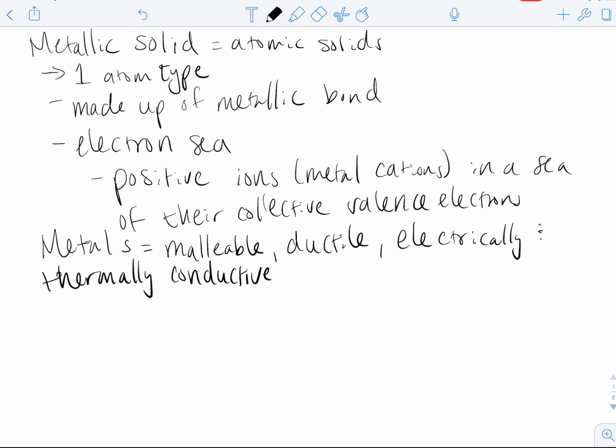In order to melt a metallic solid, metallic bonds must be broken. So the strength of those metallic bonds will determine what type of melting points we see, and the metallic bonds themselves, that strength is dependent upon how many electrons are shared amongst all those nuclei.